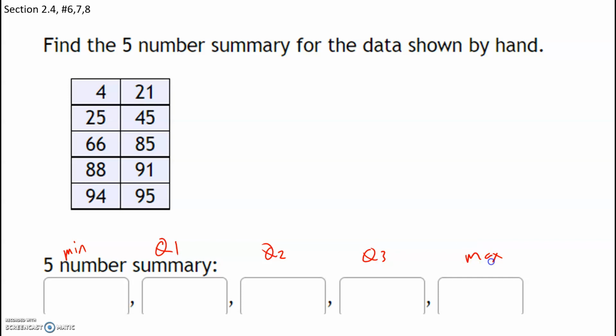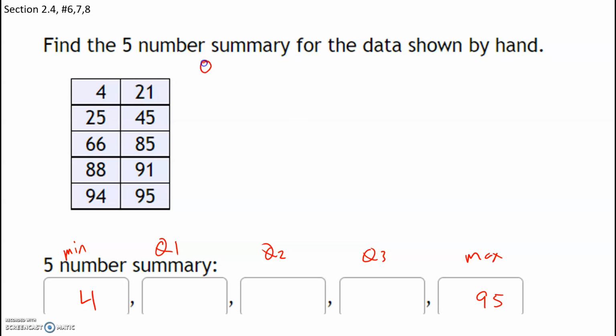First thing you want to make sure of is that the data is sorted from least to greatest, which it is. It's sorted from least to greatest, going left to right. So our minimum is going to be 4, and our maximum is going to be 95. That's the easy part.